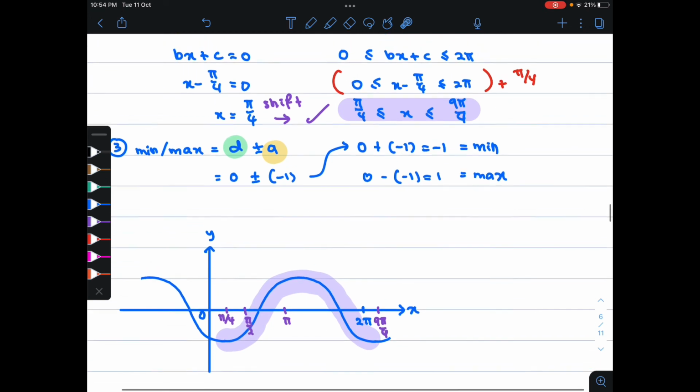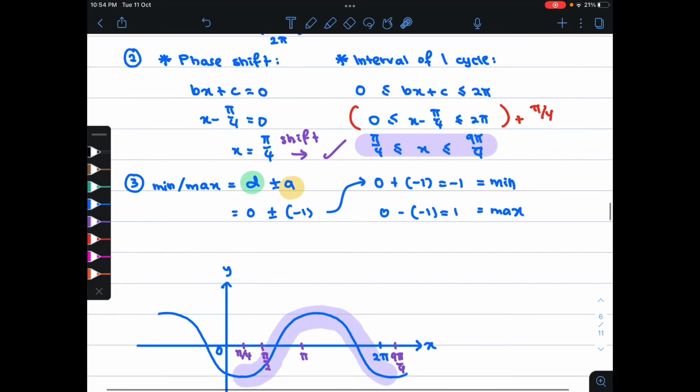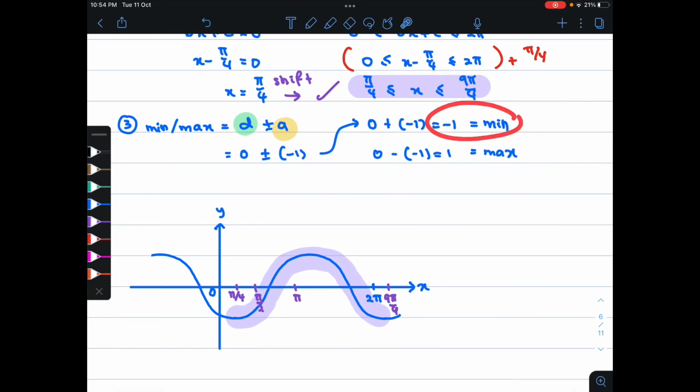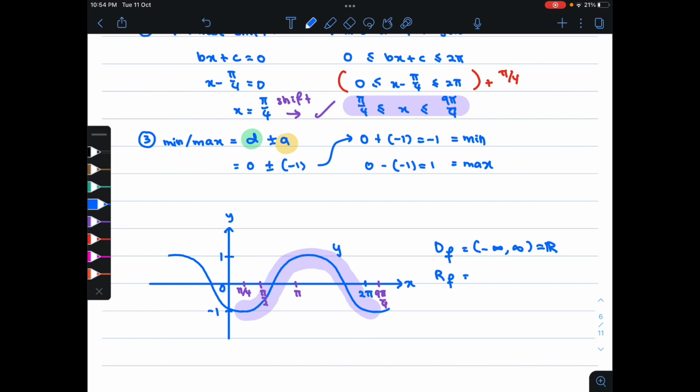And then before we find the minimum and maximum, look at the shifting upwards or downwards. So here there's no shifting, and hence we can straight away plot the minimum and the maximum. So the minimum will be -1 and the maximum will be +1. And this will be our function y. And hence the domain is from -infinity until infinity, and the range will be from -1 until +1.